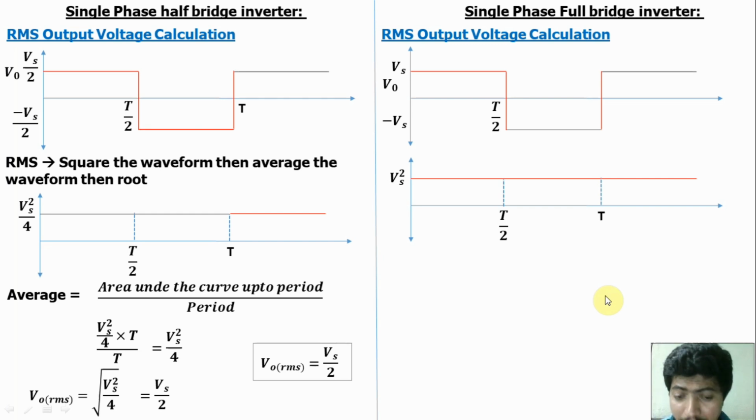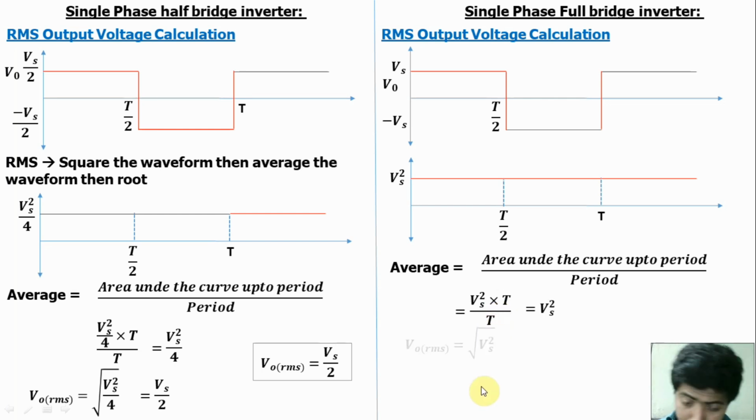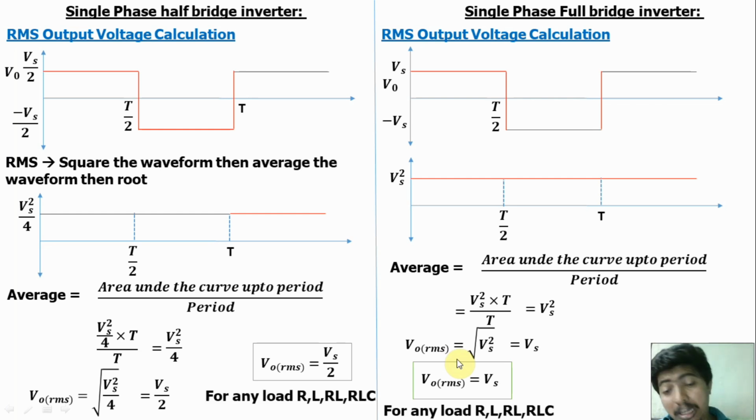Now find the average: area under the curve by period. Here the area is a rectangle, so area is length into width. So we will get Vs square times T. If we simplify this equation, we will get Vs square. If we take the root, VRMS is equal to Vs. So the RMS output voltage is Vs for the full bridge inverter. For any type of load, remember that the RMS output voltage for the half bridge inverter is Vs by 2, and for the full bridge inverter is Vs.